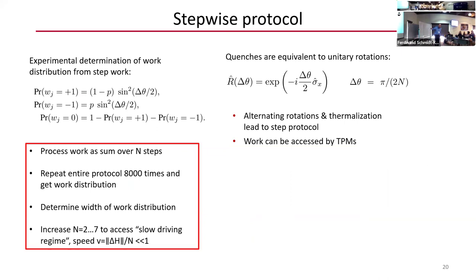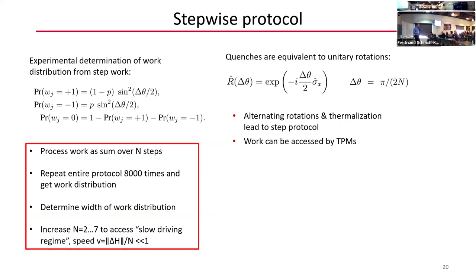Okay, so that is now how we determine the work. We measure, and we get either an outcome of one, where the spin is up and before it was down, that is certainly a plus one, or the spin was on one and then it's zero, this is a minus one, or the spin has not changed. So these are the probabilities for how they work. And this is for one step only, but we have many steps. We have to sum up this work over n steps, and then we get the work for one realization. And then we repeat this for statistics 8,000 times and get work distributions for a certain set of parameters. And from this work distribution, we can determine the width of this work distribution.